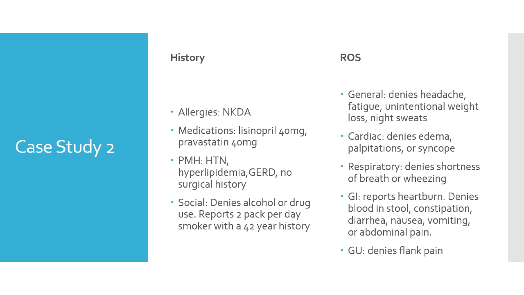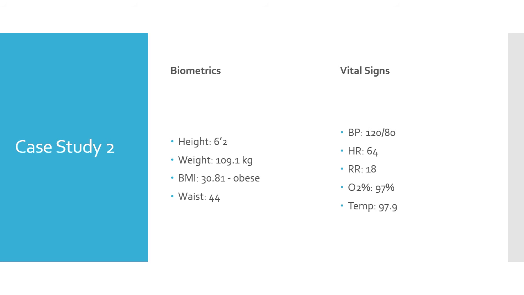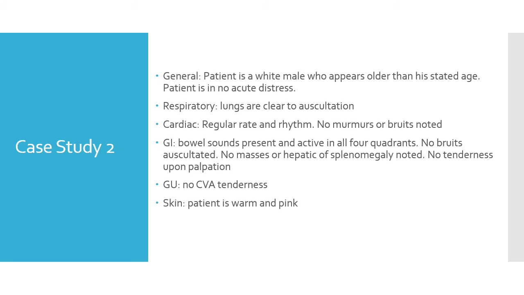No headaches, fatigue, weight loss, night sweats, no edema, palpitations, or syncope, no shortness of breath or wheezing. He has heartburn, no blood in stool, constipation, diarrhea, nausea, vomiting, or abdominal pain. He is considered obese. His vital signs are stable. He appears to be older than his stated age. He's in no acute distress. His lungs are clear. His heart rate is regular. He has no murmurs. He has bowel sounds active and present in all 4 quadrants. No bruit, no splenomegaly, hepatomegaly, no tenderness, no CVA tenderness.